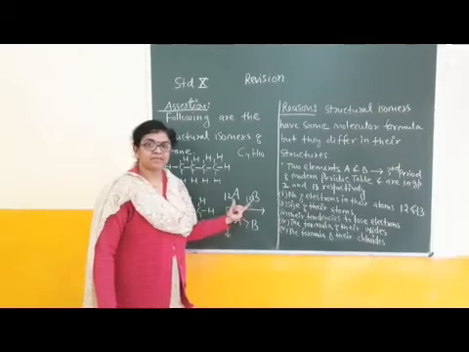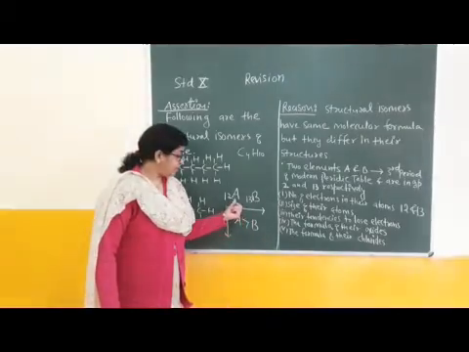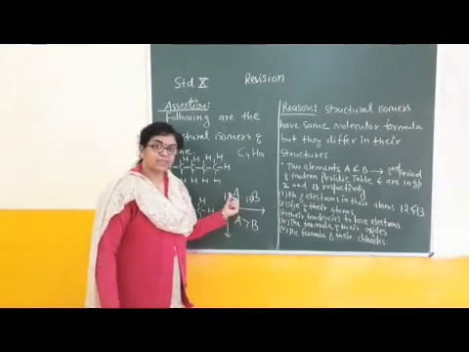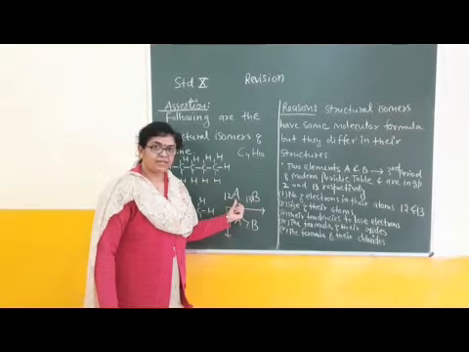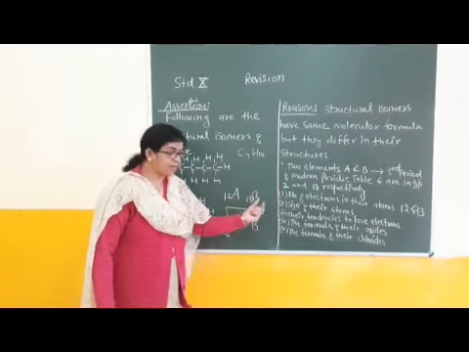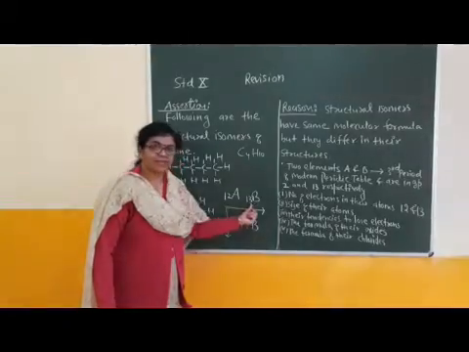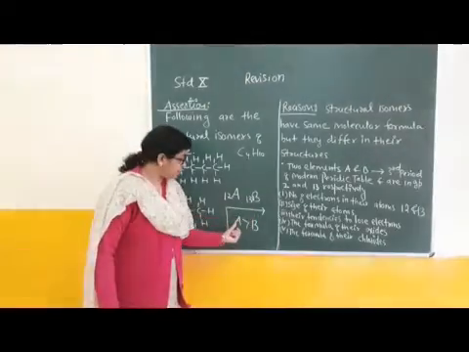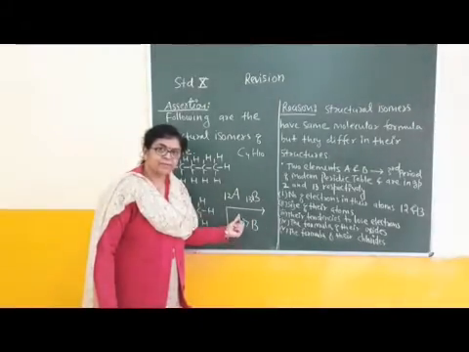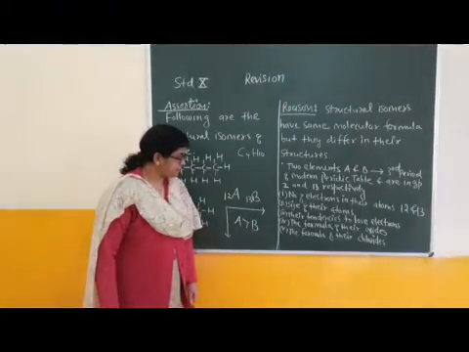Both elements are placed in the same period, but A is coming first. A is placed before B. And the common trend for atomic size is that from left to right, atomic size decreases. And so the size of A atom is bigger than B.